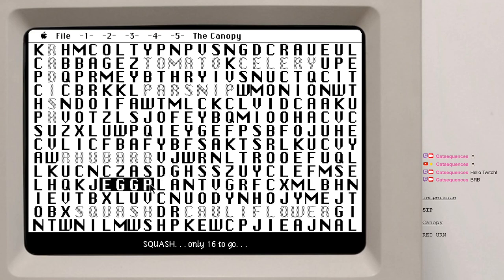Eggplant. You can't go backwards, by the way. You can only select from first to last. Sack of spuds, celery. Only 15 to go. We're doing all right, aren't we? I think. Oh, this has gone quiet again. So let me pump the volume up. There we go. That should be something.